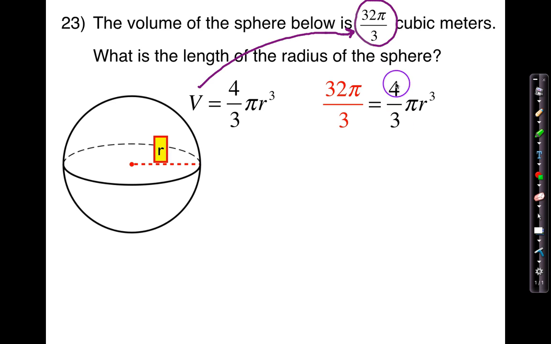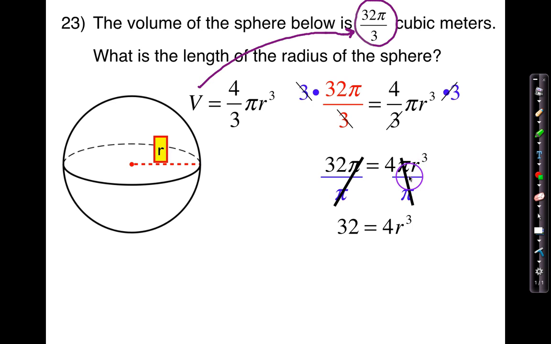Because this is 4 divided by 3, if you multiply both sides by 3, oh look, the 3's cancel out on the left side, and so do the ones on the right side, which makes it easy because now I'm just left with 32 pi equals 4 pi r cubed. Now you're going to get rid of pi by dividing both sides by pi, leaving me with 32 equals 4 r cubed.